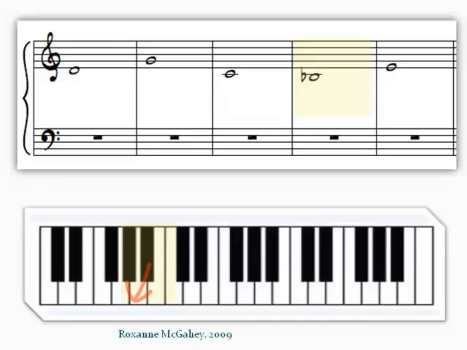What would the diatonic semitone be above E? Did you figure it out? It would be F. A diatonic semitone below E would be D sharp.